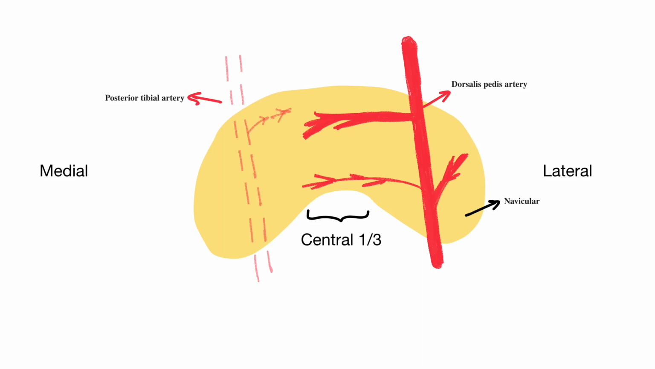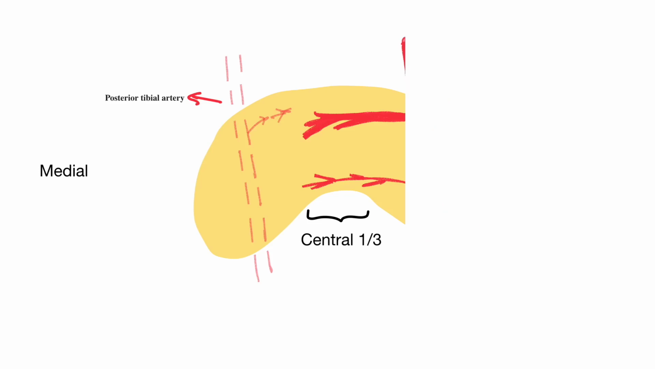Now remember this diagram thoroughly. Again revising the vascular supply of navicular, look at the lateral aspects. It is supplied by the dorsalis pedis artery. On medial aspects, it is supplied by posterior tibial artery, and the central 1/3, focus on the central 1/3, it is the watershed area.